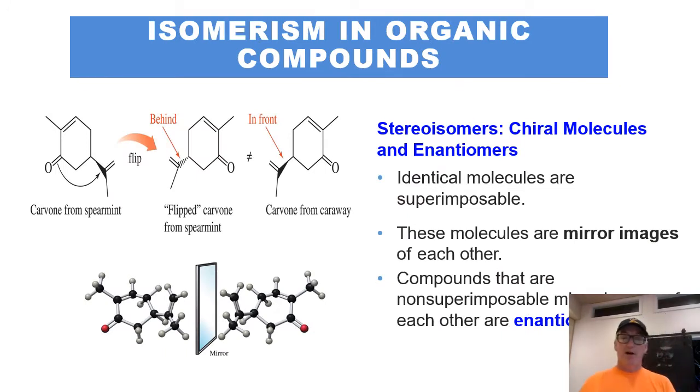Now, these are molecules that you can't superimpose on top of each other. A stereoisomer is a chiral molecule. I sort of mentioned a chiral molecule has a chiral carbon in it that has 4 different substituents. So they have the same molecules and the same atoms in the same place, but they're arranged differently. And you can't superimpose them on one another.